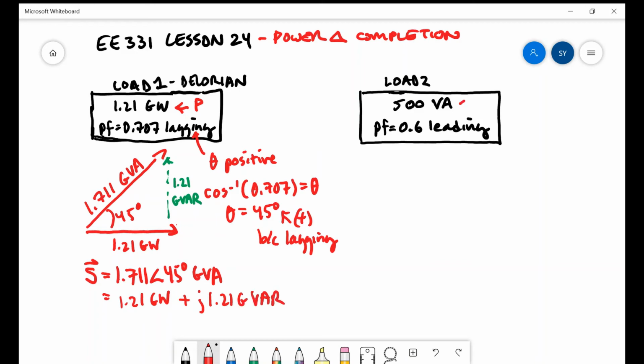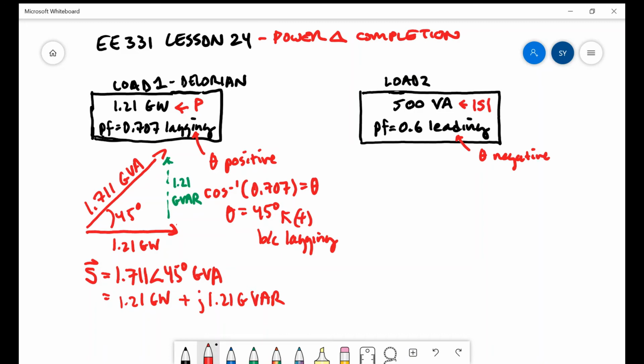Now you can do the exact same thing for load 2, but notice that for load 2, they tell you a different type of power. They tell you the apparent power, 500 volt amps. Also notice that this has a different description of the power factor. They call it leading. So I know that theta is negative for load 2.